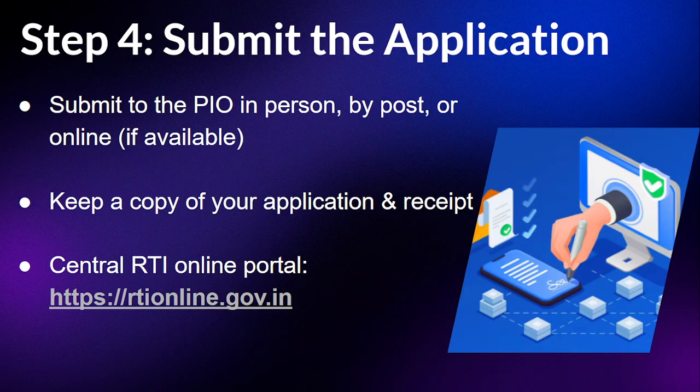Step 4. Submit the application. Once your application and payment are ready, it's time to submit. You can hand it over in person at the PIO's office. Or send it by post. Registered post is best for proof. Many departments also accept applications online.